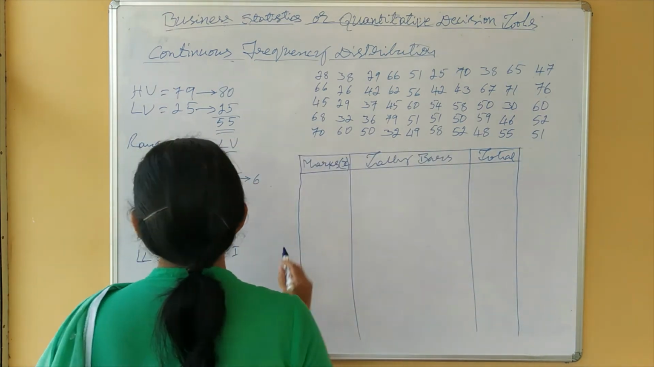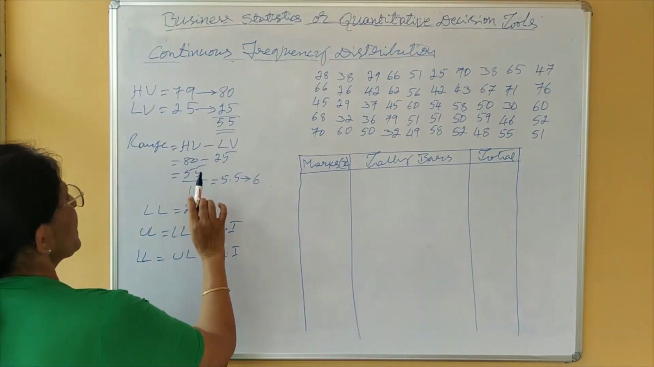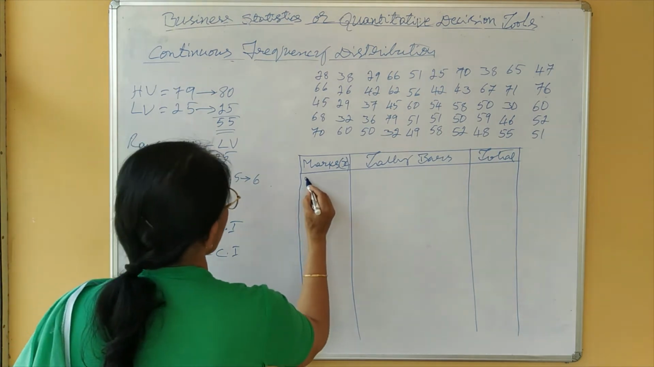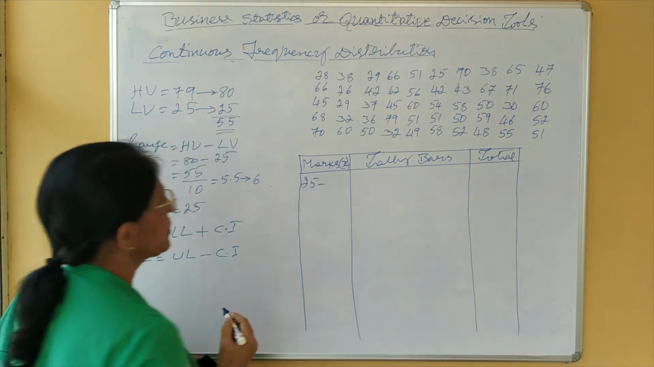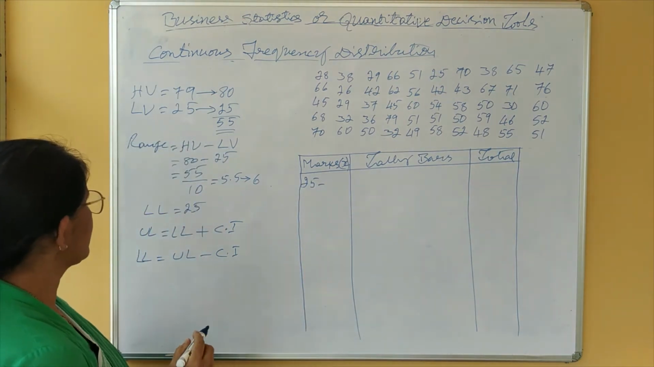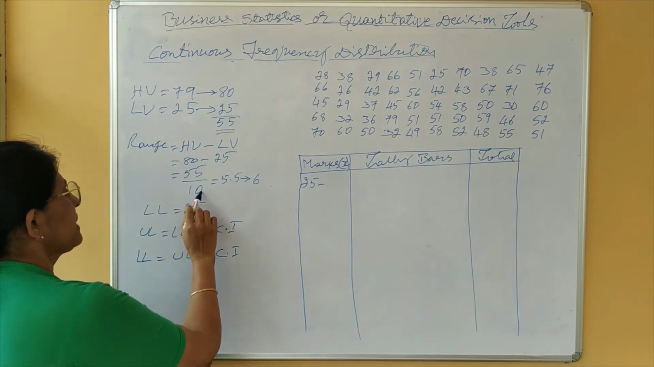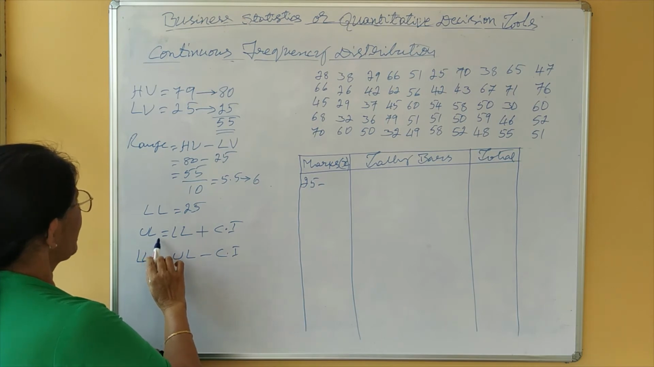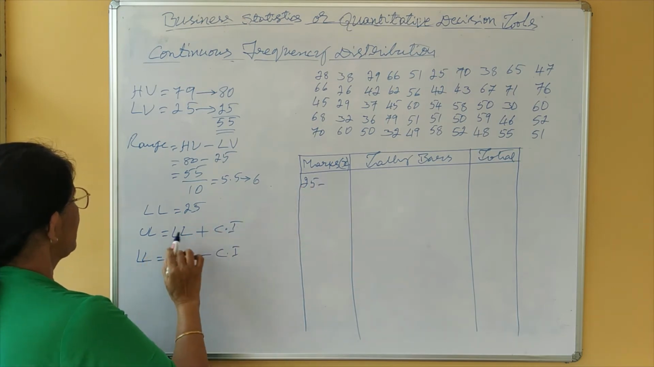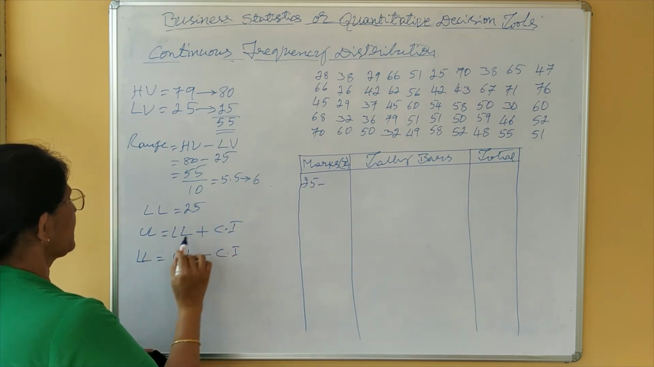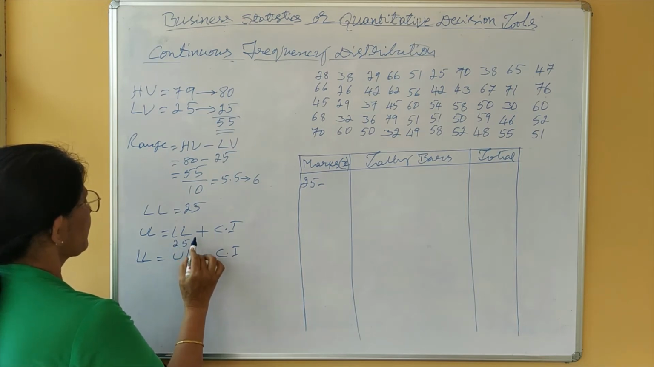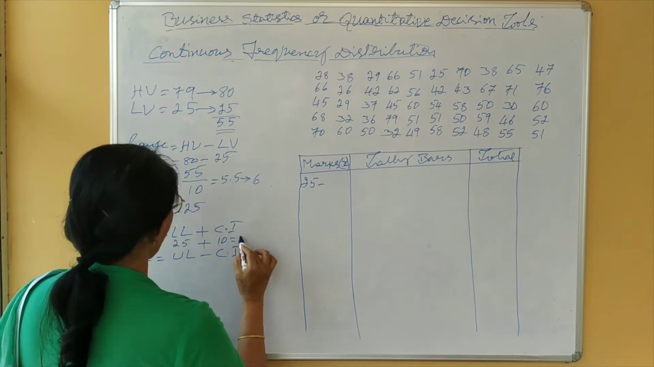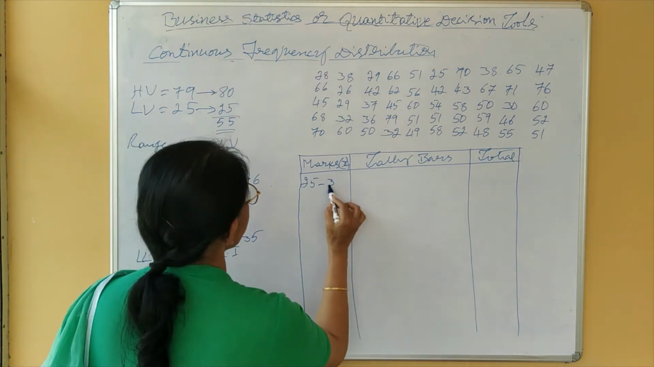Now here, the lower limit of the first class is how much? 25. The lower limit of the first class is 25. Now, the class interval is 10. Therefore, the upper limit of the class is lower limit plus class interval. Lower limit is 25 plus class interval 10. Therefore, the upper limit is 35.